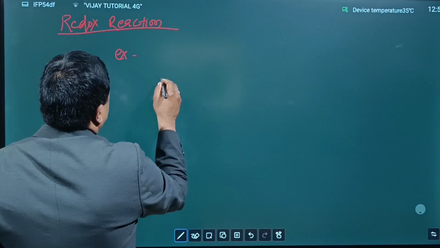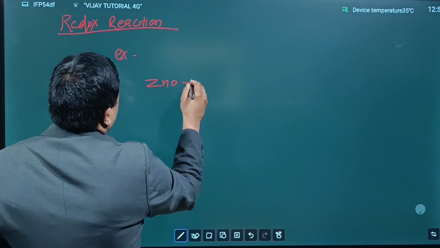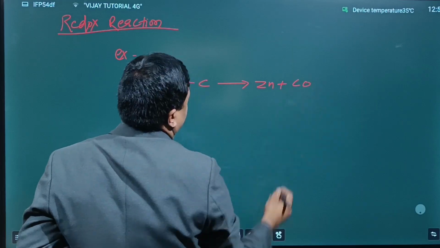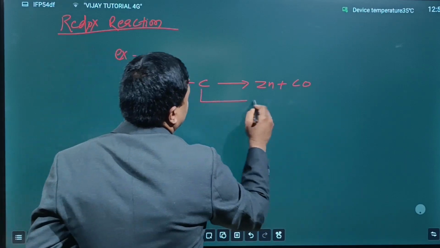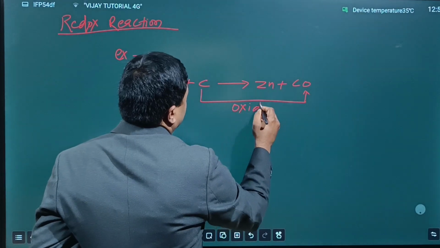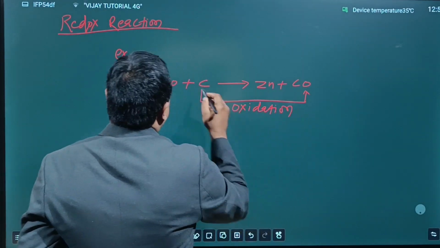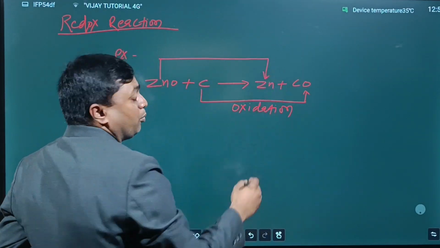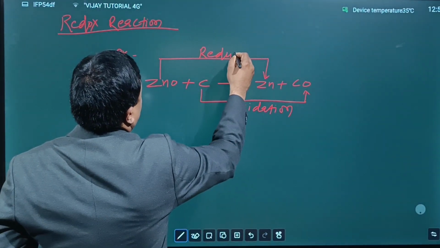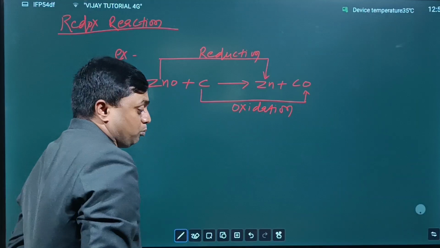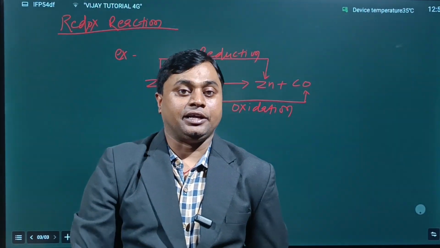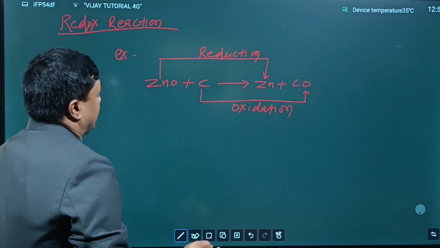Let's take one example, zinc oxide reacting with coke gives you zinc plus carbon monoxide. So we can clearly see C to CO, there is an addition of oxygen. So this is oxidation. Zinc oxide to zinc, there is a removal of oxygen. Yes or no? So this is reduction. As in this equation, both oxidation and reduction take place simultaneously, so it is called a redox reaction. Yes or no?